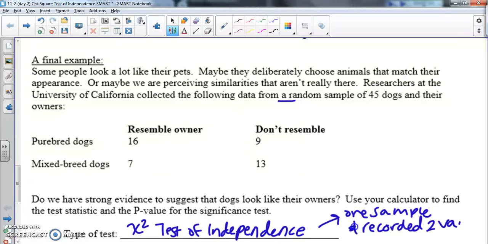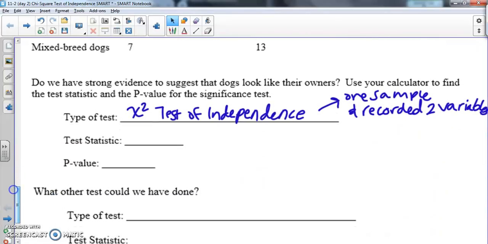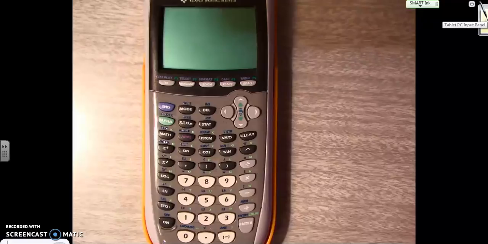Okay, so instead of going through the full four-step process, we're going to go ahead and just use our calculator. So go ahead and pause my video and run the steps through the calculator like we did on the last video. Okay, hopefully you got a chance to do that. I'll quickly show you what you should have done.